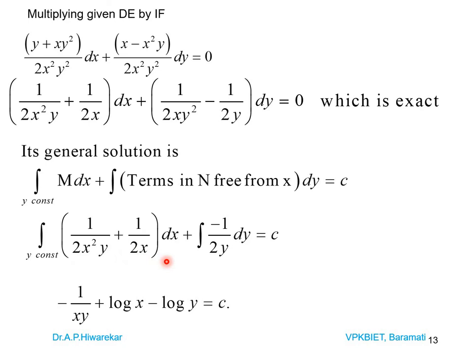Cancel 1/2, which is common throughout, and the integration of 1/x² is, we know, minus 1/x. So the integration of this term, assuming y constant, is minus 1/(xy), plus dx/x, whose integration is log x, and dy/y, whose integration is log y. So minus 1/(xy) plus log x minus log y is equal to 0, as the final answer of this problem, which is the general solution.